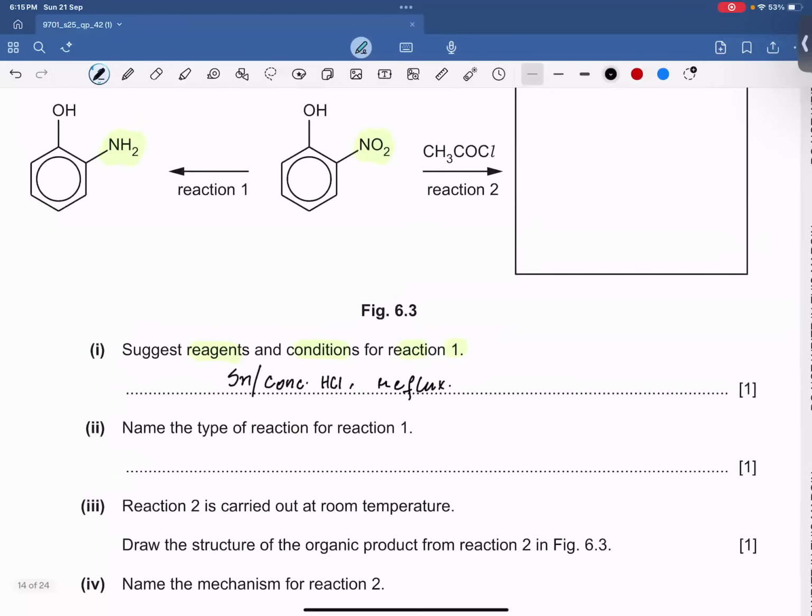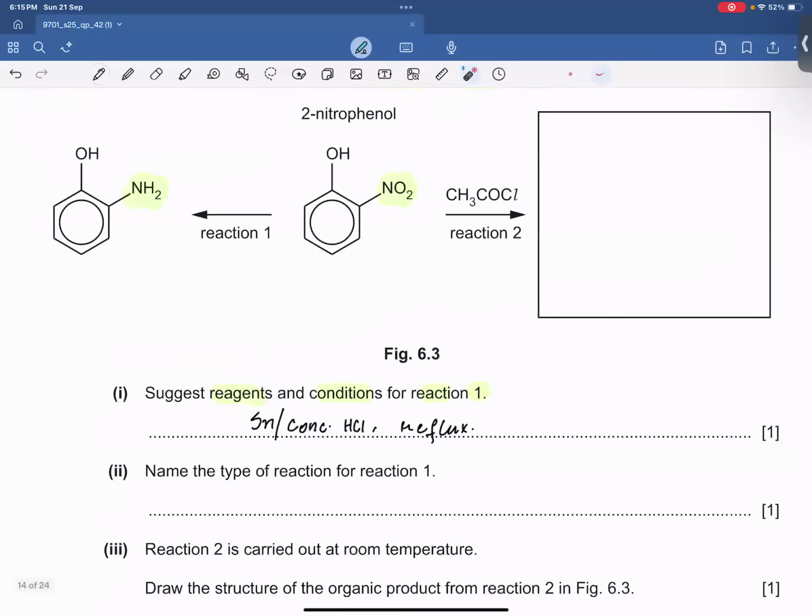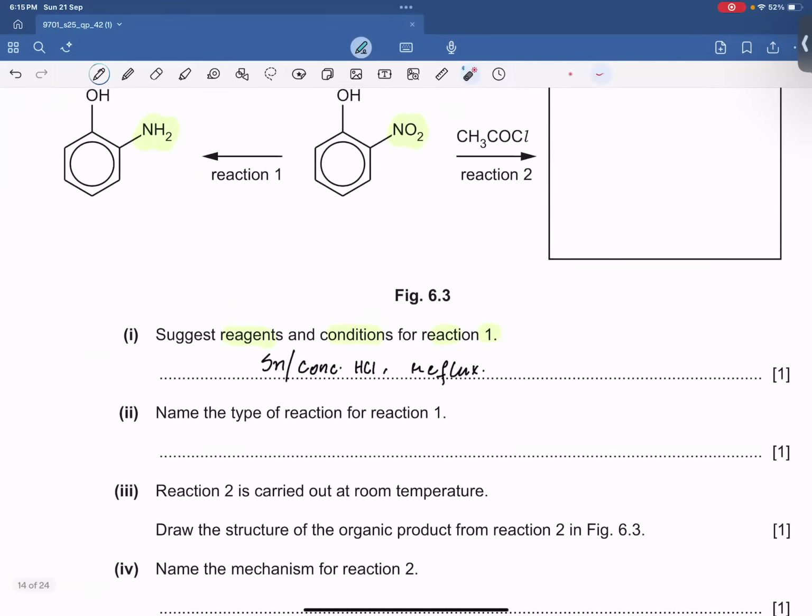Okay. Now both NO2 and ethanoyl chloride cannot react together. They are inert to each other. They are chemically unreactive towards each other, all right? But OH can react with ethanoyl chloride. And when OH reacts with ethanoyl chloride, the reaction is going to be a nucleophilic substitution reaction. But the examiner is looking for the name, the type of reaction for reaction 1. That's reduction, because I'm using a reducing agent.